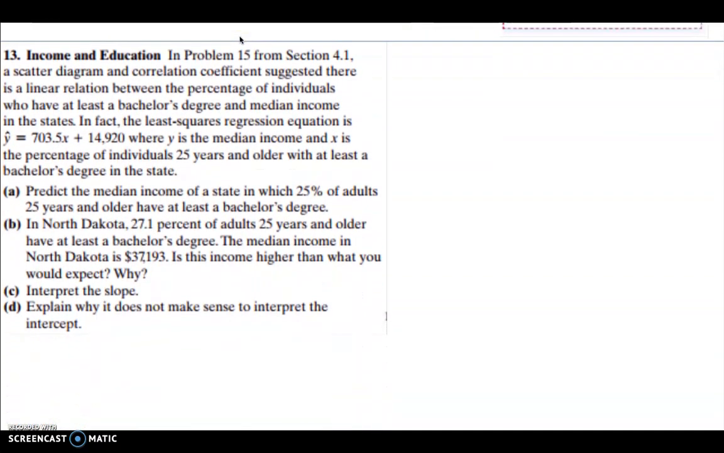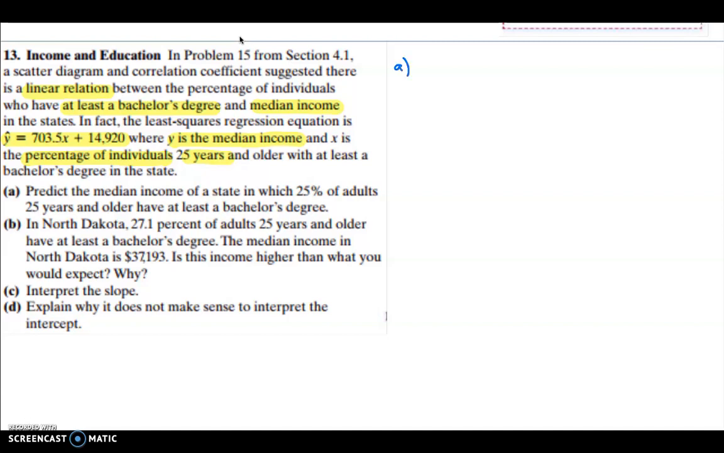Okay, all right, so let's take a look here. Income and education. In a previous problem, there was a scatter diagram and correlation coefficient that suggested there is a linear relation between the percentage of individuals who have at least a bachelor's degree and the median income in those states. The least squares regression line for that was y hat = 703.5x + 14,920, where y is the median income and x is the percentage of individuals 25 years and older with at least a bachelor's degree.